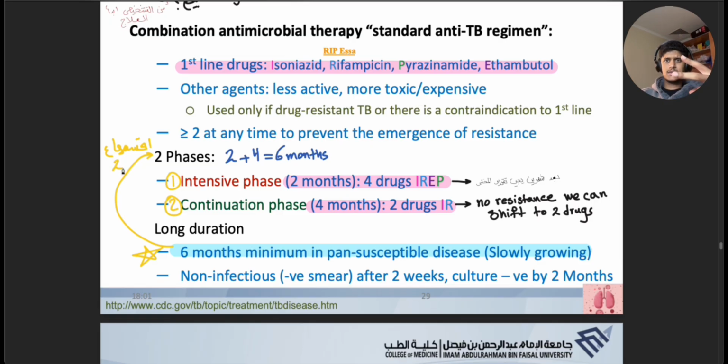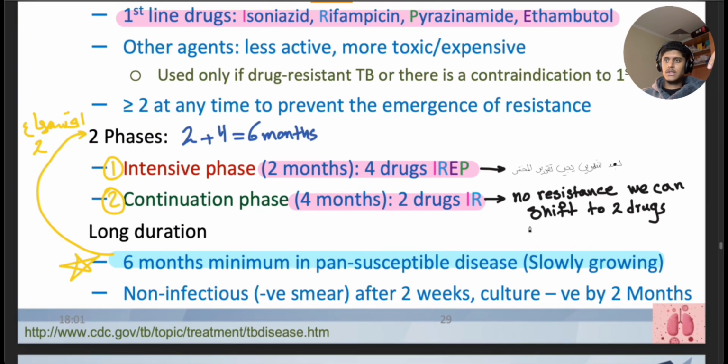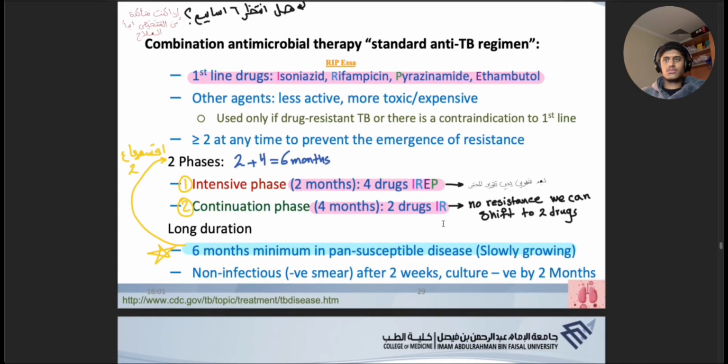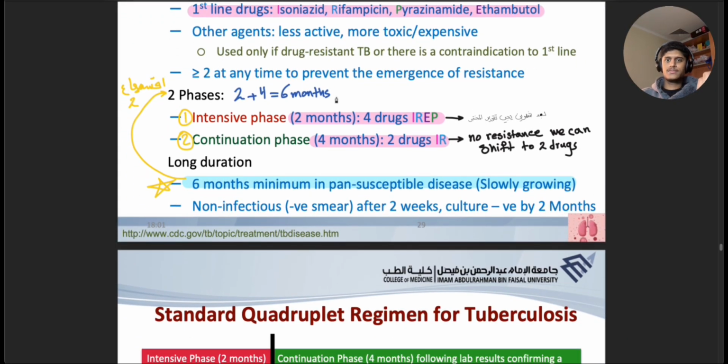We have 2 phases that we focus on. The first one is the intensive phase and the second is the continuation phase. The first one is to prevent any tolerance from building up and to eradicate as much of the TB as possible, and specifically to prevent resistance from developing in TB itself. And the continuation phase of up to 4 months has a lower dosage for the patient.